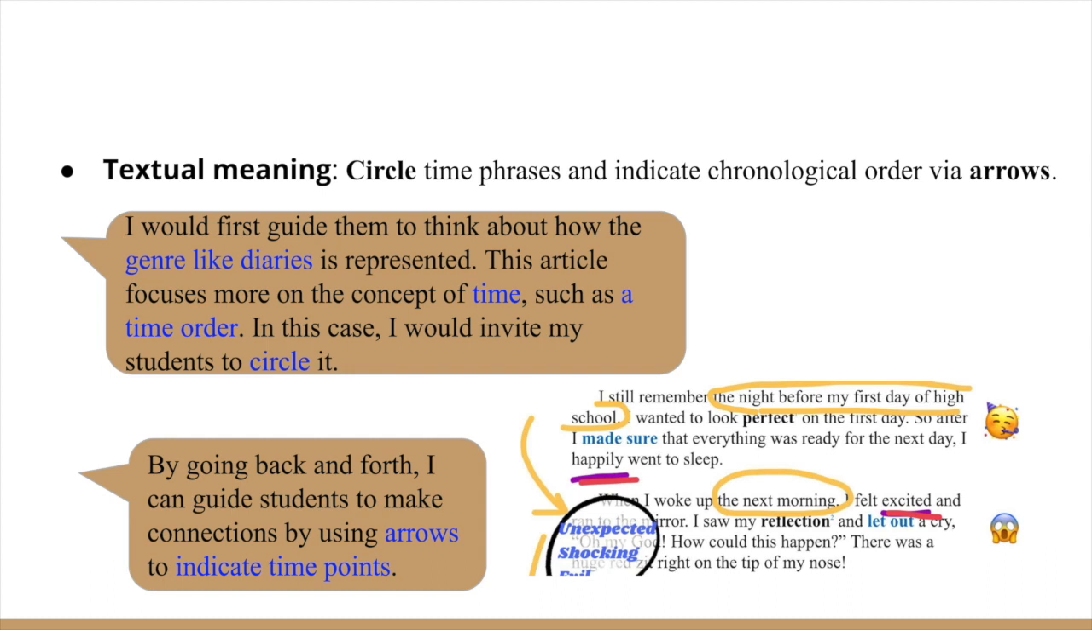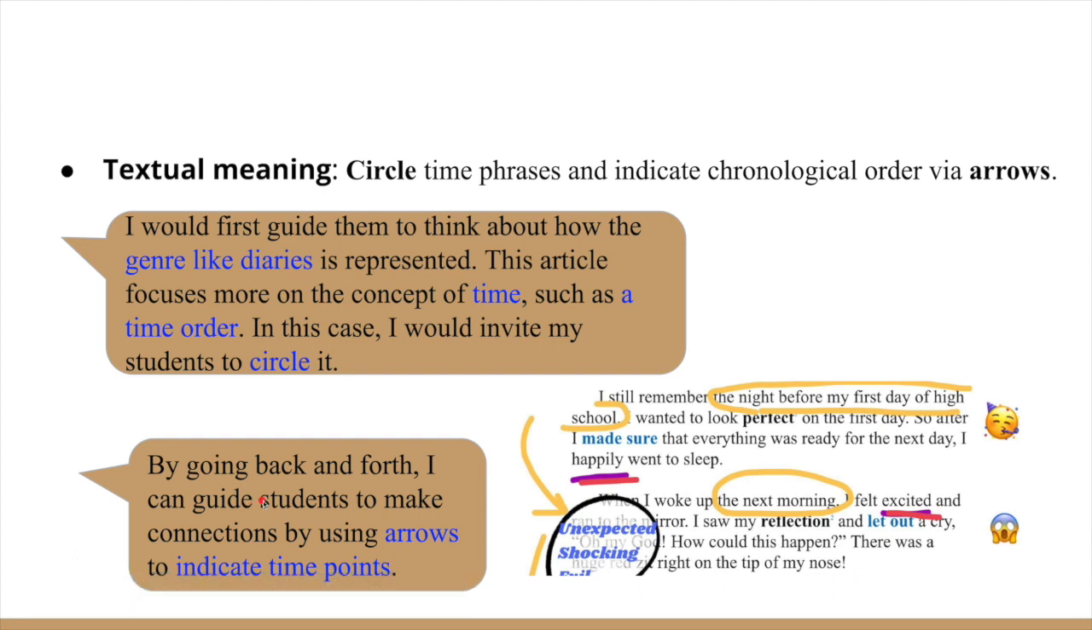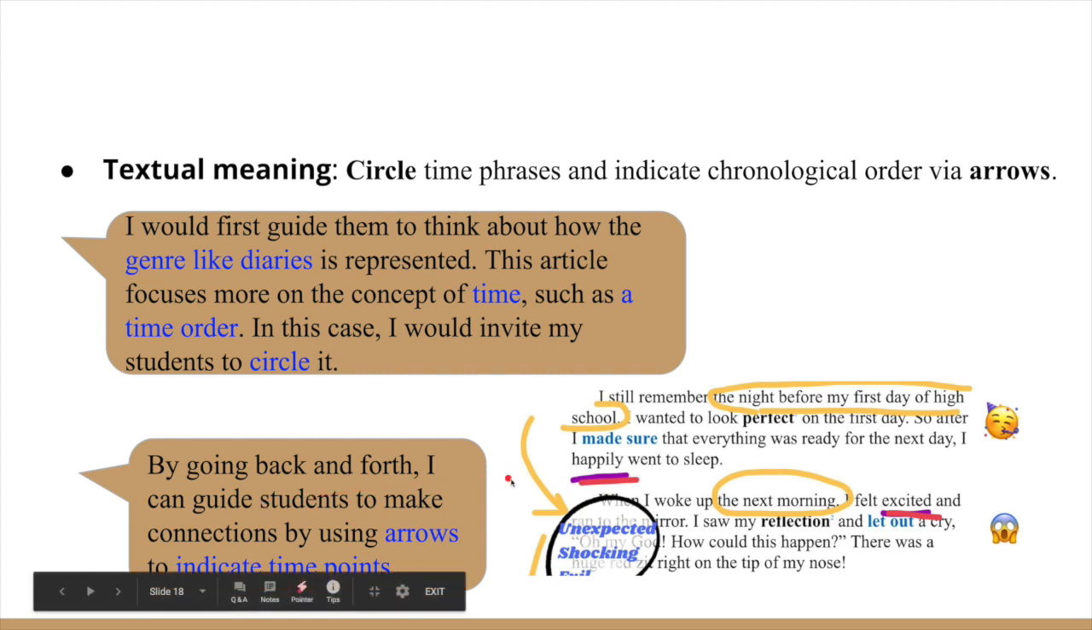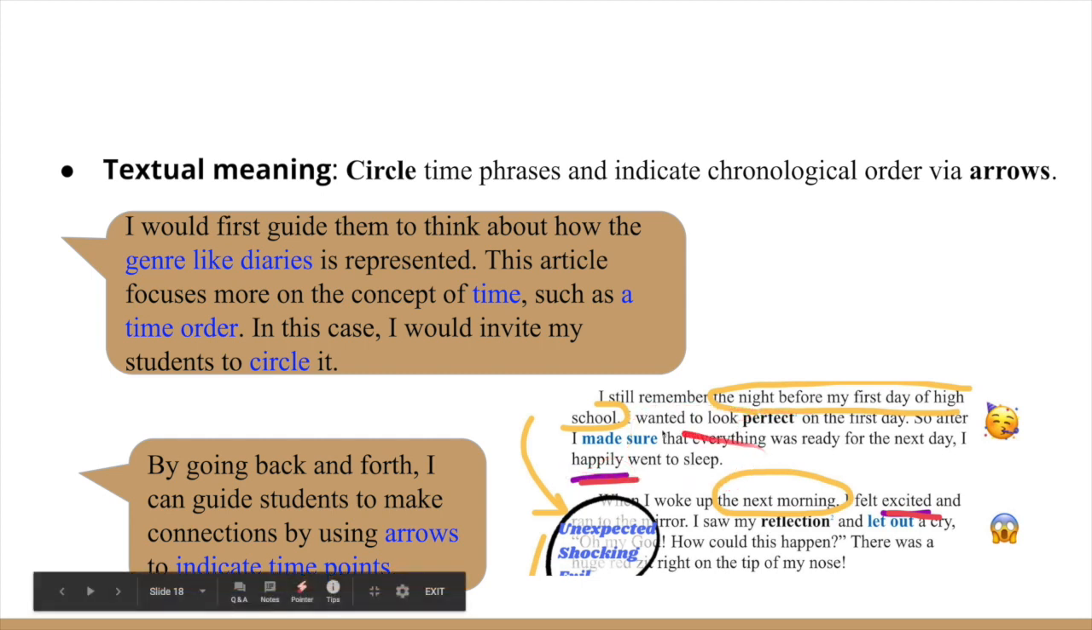Another aspect of annotation is to figure out textual meanings. It was found that the teacher would highlight text structure, for example, circling time phrases to indicate chronological order via arrows. As you can see, the time phrases are circled on the screenshot, and they are connected via arrows.